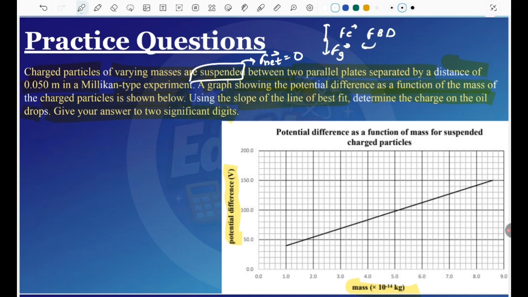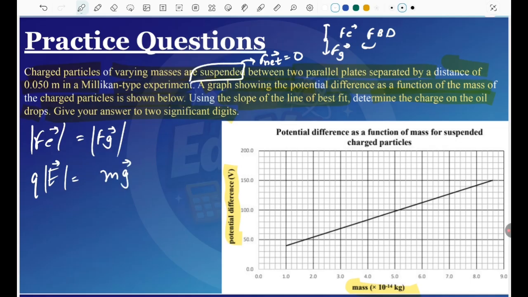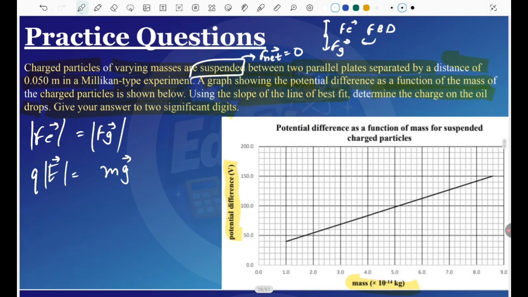So if net force is equal to Fe plus Fg, in that case your Fe is equal to Fg. For Fe, you have q times electric field is equal to mg. So now you want the slope from here.